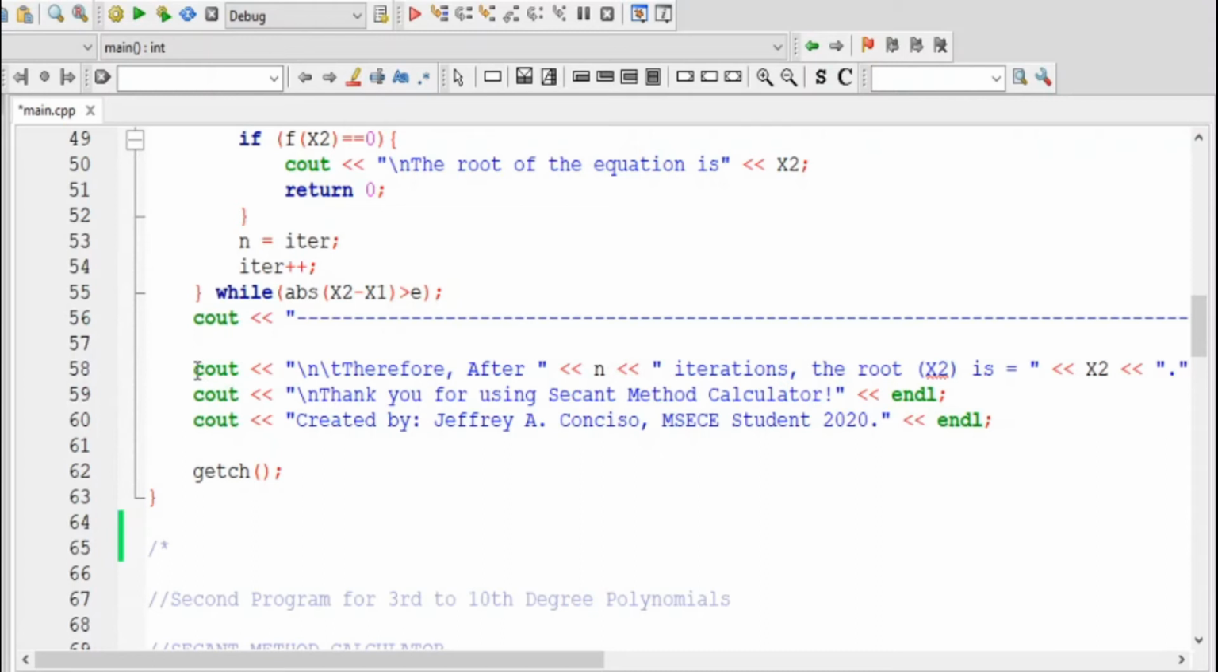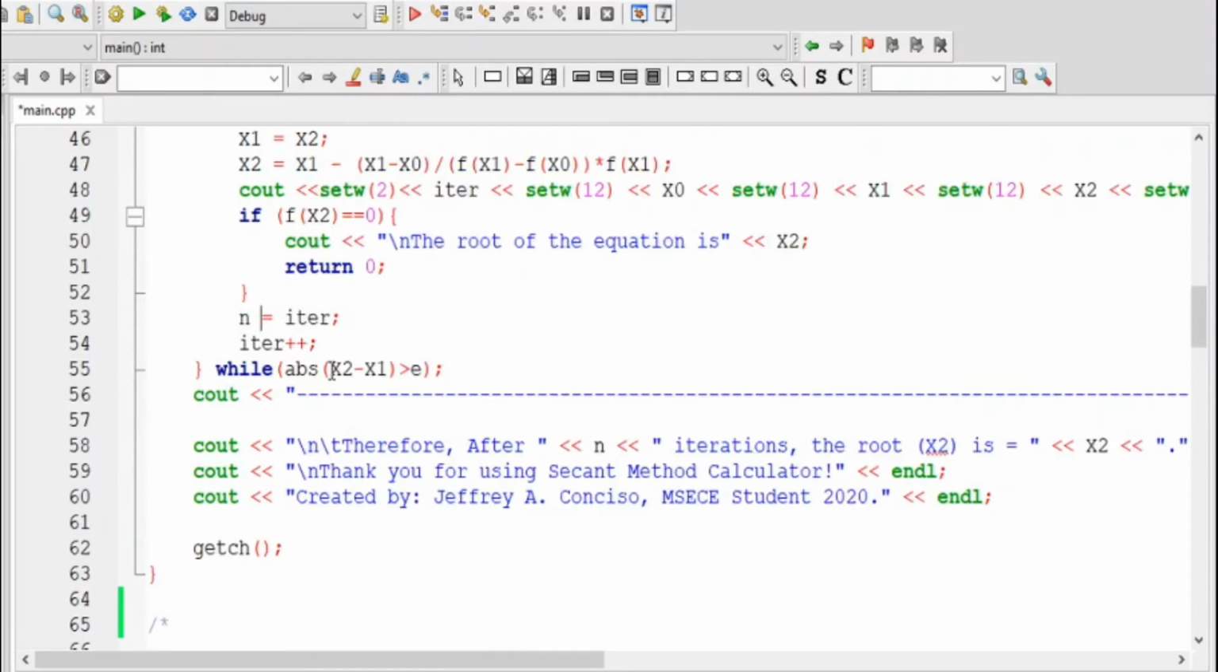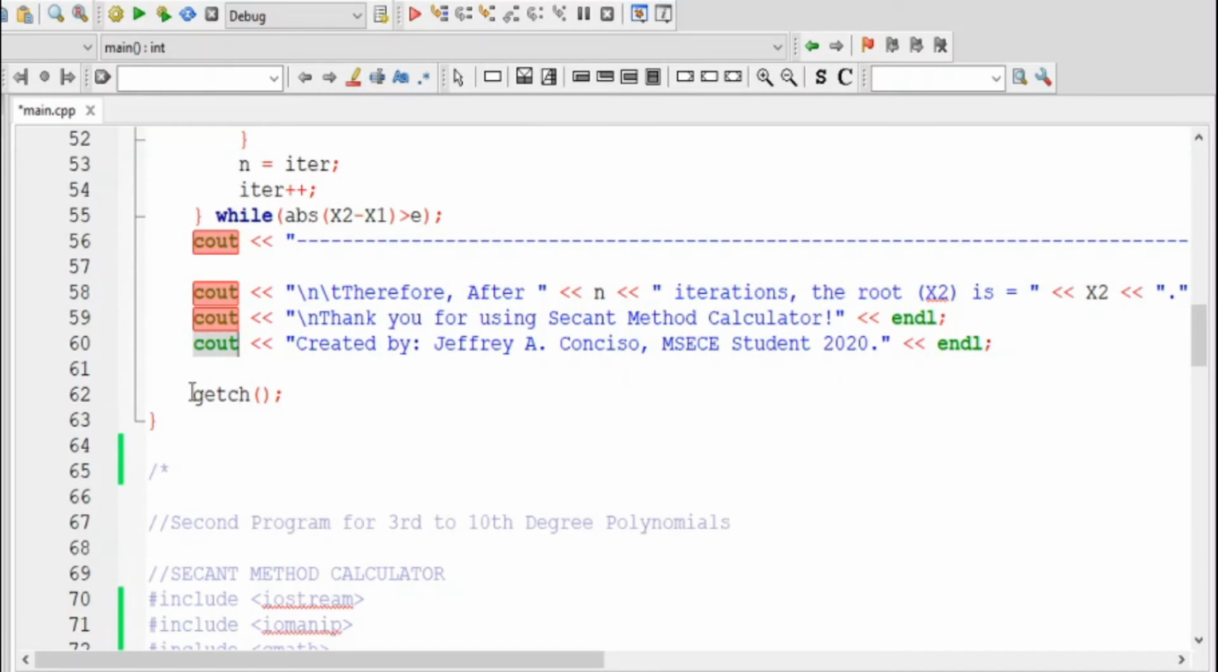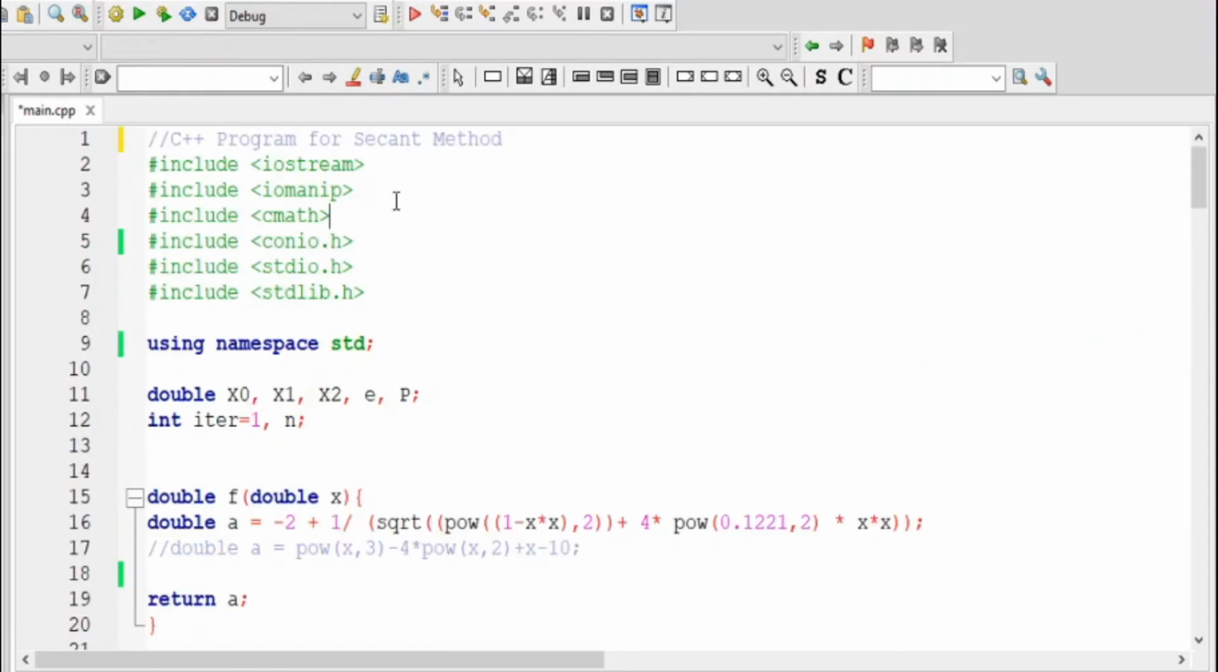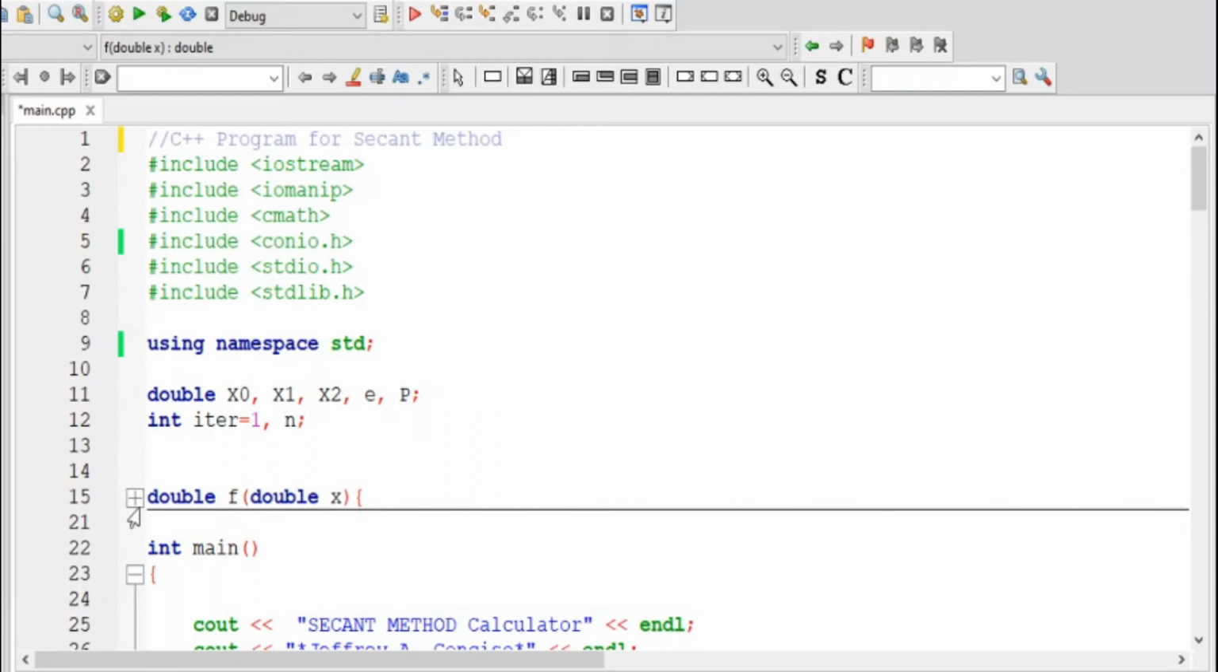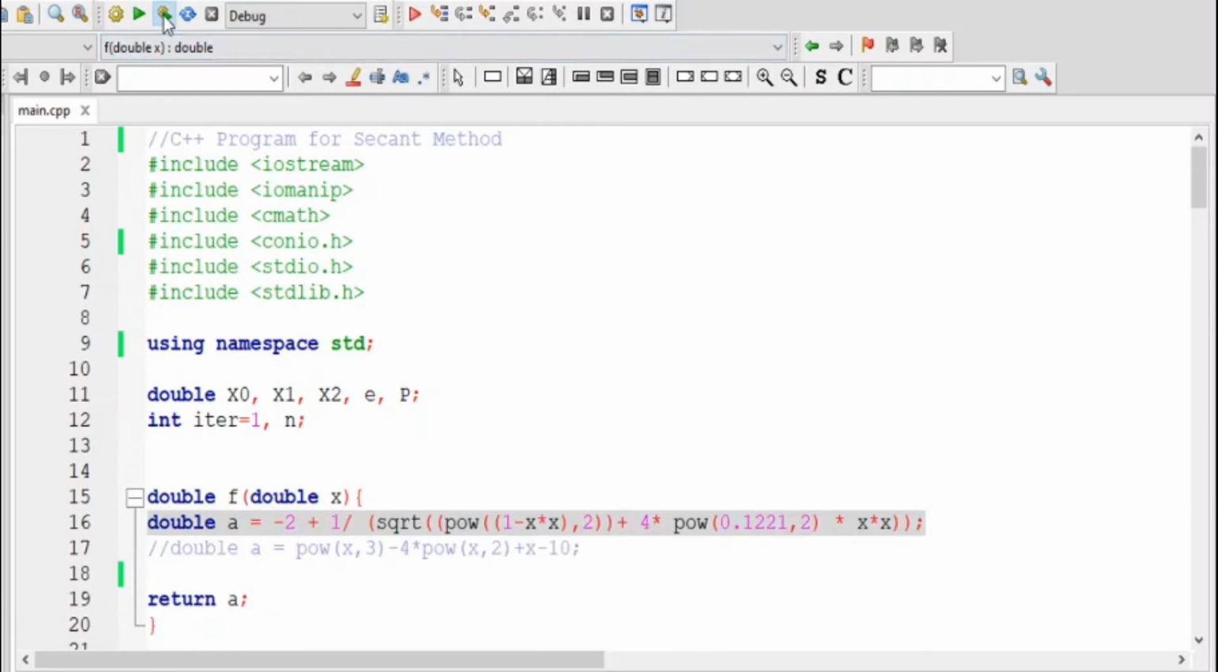And then we will print "therefore after the n iterations, the root is x2," the last x2 here. And getch. This getch will hold the terminal or the console. It will hold it until we press any key. Let's try one example, which is this double A. Let's build and run this program.